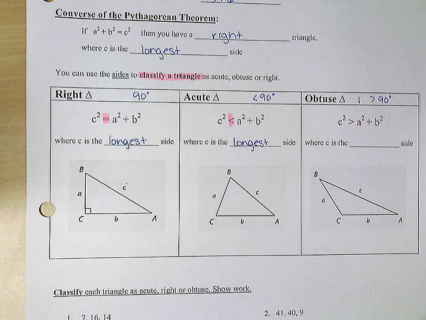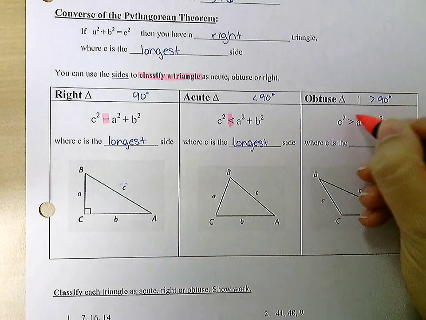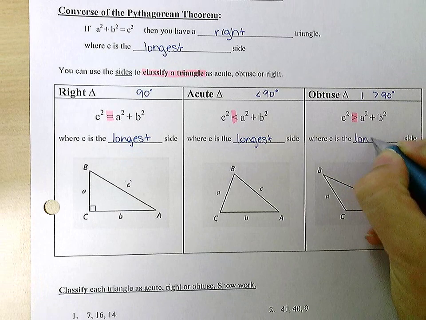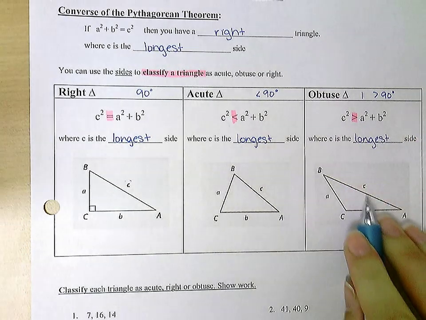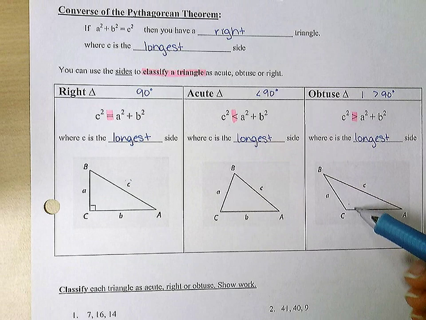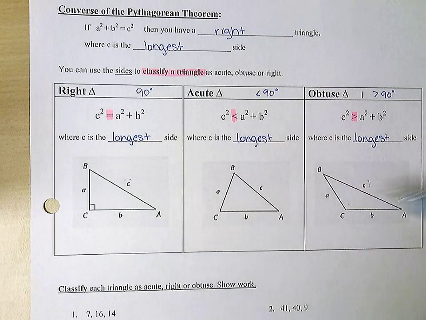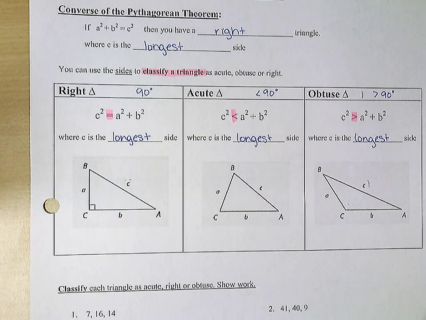The last one for obtuse, your c squared value will be greater than your a squared plus b squared value. And again, c has to be that longest side. Okay, and you can see that here. We have our one angle that's greater than 90 degrees, and c is our longest side. Now this will make more sense when we do some examples. Okay, but any questions before I jump into those examples?